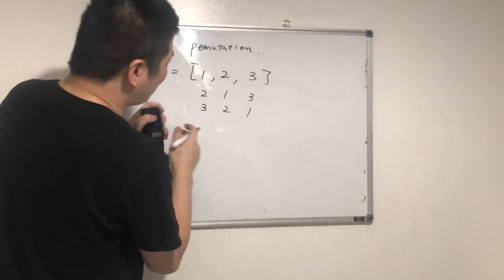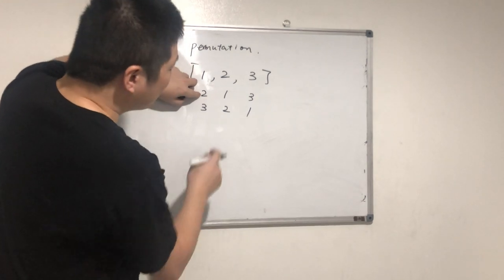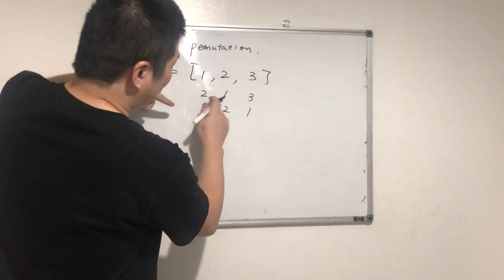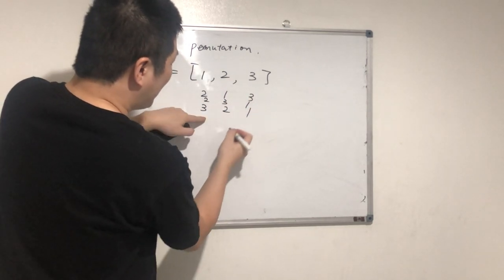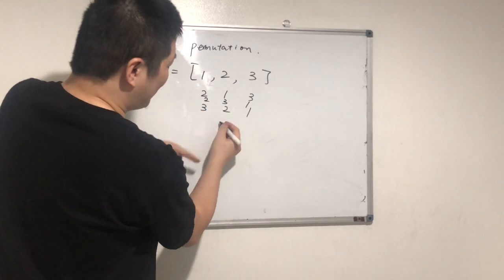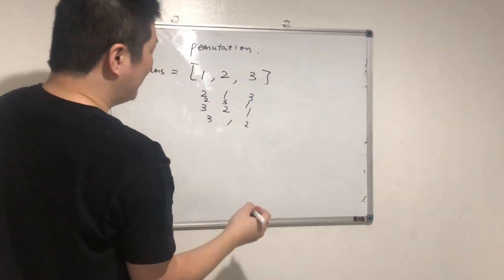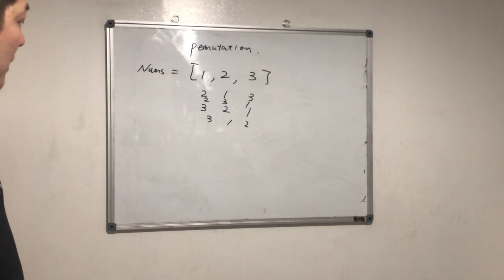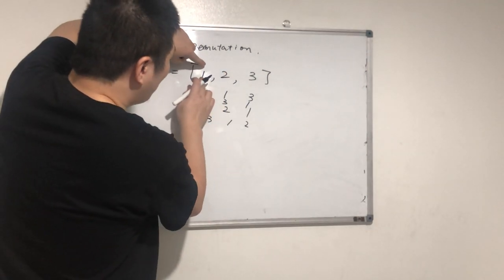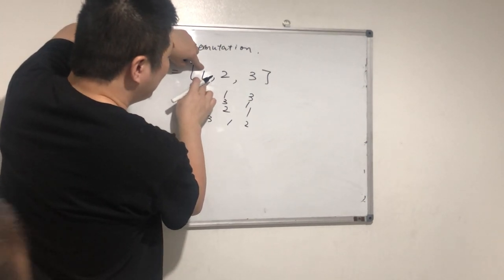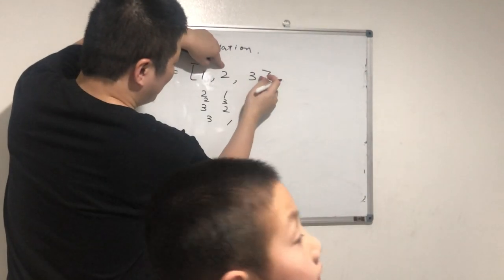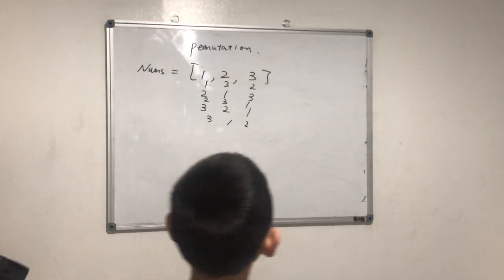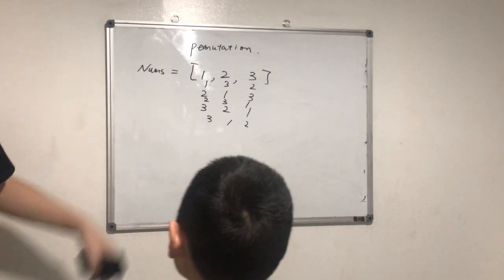So when you go to the next one, two, you swap with 1 and 3, so that will be another one, 2, 3, 1. And then again, you swap 2 and 1, and that will be another, 3, 1, 2. How about 1, 3, 2? Look, 3, 1, swap with 1, and then go to the next one, and then swap 3 with 2, so that's 1, 3, 2. Got it? So this way you can generate all the permutations.